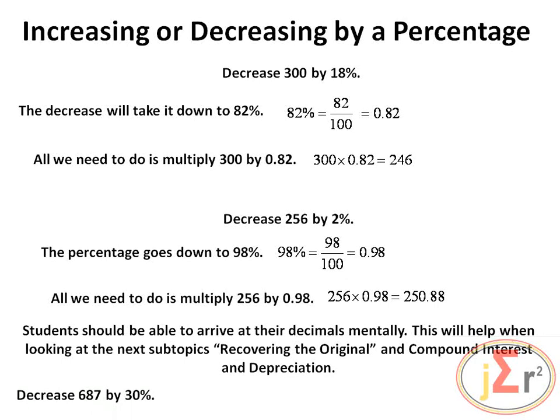Decrease 687 by 30%. Good. So what do we do? Decrease by 30, that will give us 70%. 70 over 100 is 0.70. Two places of decimal, but the 0 at the end is unnecessary. So we may say 0.7. So at the end, we multiply 687 by 0.7. And that is all there is to it, 480.9. There's nothing to it.